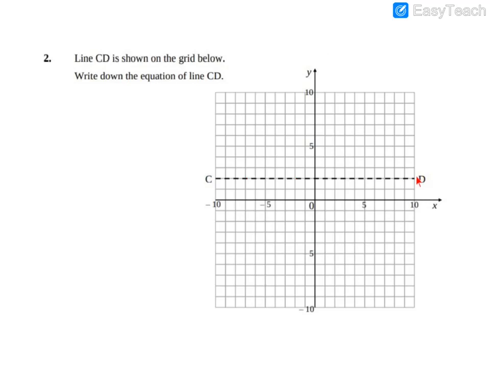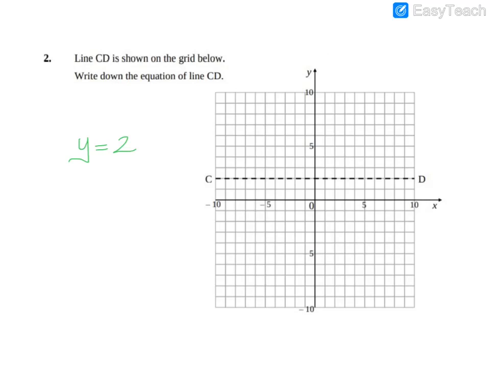Well, we need to know which axis it's hitting and where it's hitting it. So it's hitting the y-axis. We can see that because there's a y up here. And it's hitting it at, well, if this is 5 and this is 0, that's got to be 2, right? So the equation of this line is the line y equals 2, because it hits the y-axis at 2. Good.